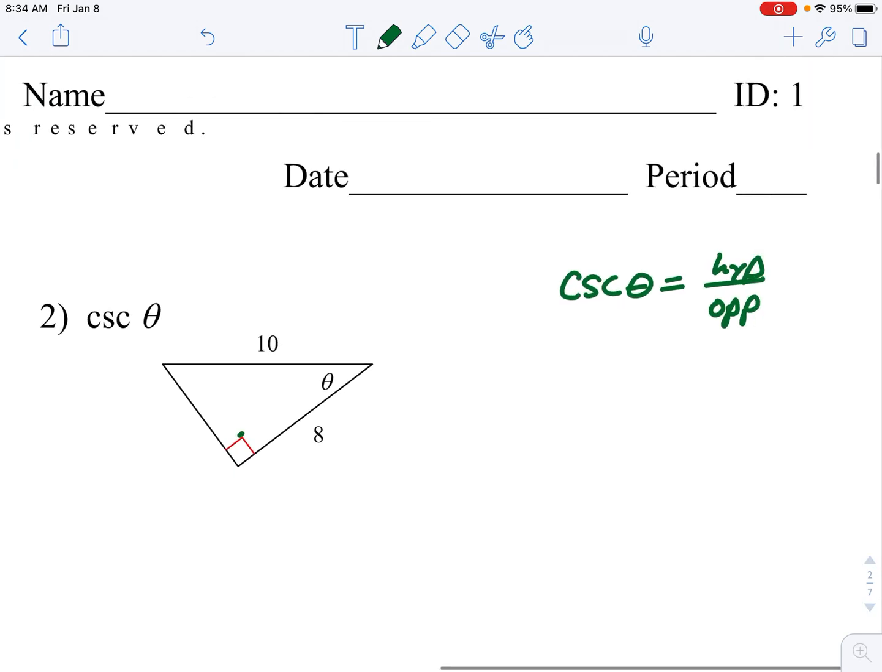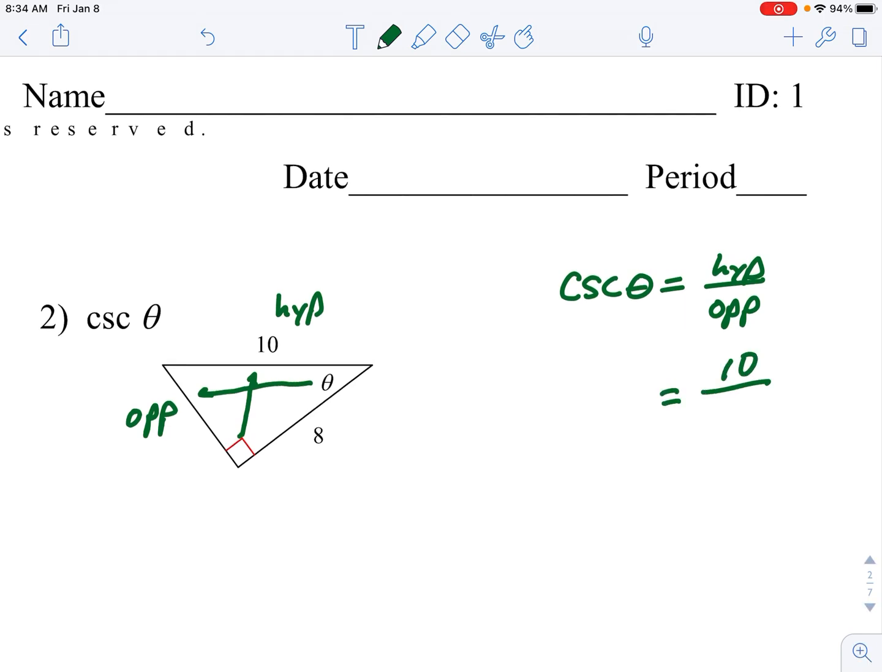Well, the hypotenuse is across from the box. The opposite is across from theta. So in this problem, our answer is going to be 10 over whatever the opposite is. But we need to figure that out. So how do we figure that out? Well, we could call this A, B, and C. Remember, C is always the hypotenuse. So a squared plus 8 squared equals 10 squared.